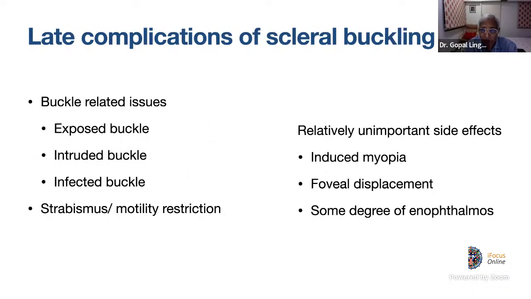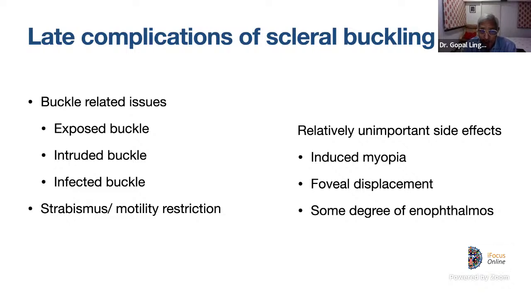Late complications of scleral buckling include buckle-related issues like exposed buckle, extruded buckle, infected buckle. An exposed buckle doesn't always mean it's infected. It can be exposed, but there may not be infection. Then sometimes you can get away by trying to cover it back with the conjunctiva, especially if the conjunctiva is retracted. But if the conjunctiva has necrosed over the buckle and hence the buckle is exposed, then it's very difficult to really cover it by trying to repair the conjunctiva by any plastic surgery.